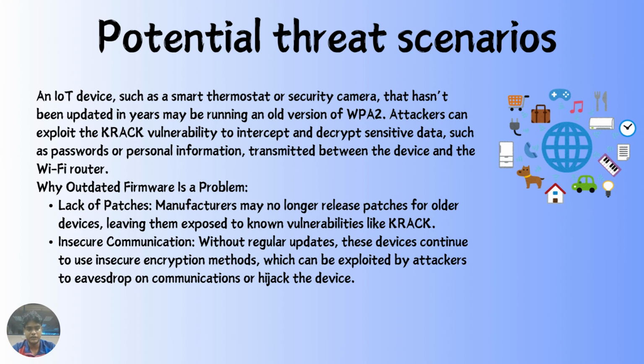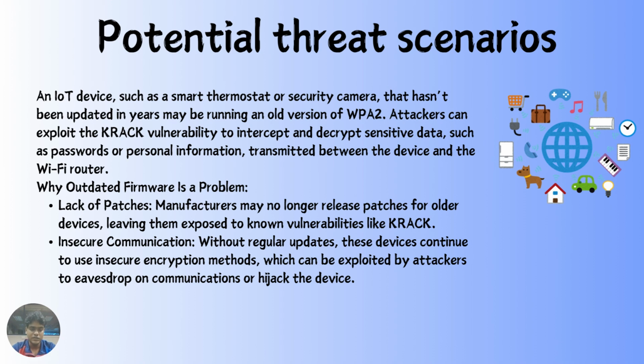These are potential threat scenarios. Many IoT devices, particularly older models or those that don't receive regular updates, are vulnerable to attack. This is due to outdated firmware that still relies on insecure versions of WPA2 for Wi-Fi security. Potential threat scenario: an IoT device such as a smart thermostat or security camera that hasn't been updated in years may be running an old version of WPA2. So what happens then? It can transmit your passwords and personal information between the device and the Wi-Fi router.